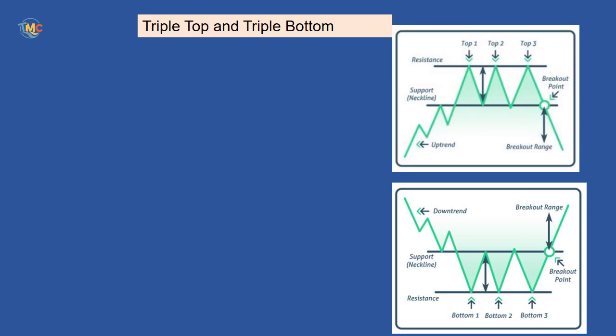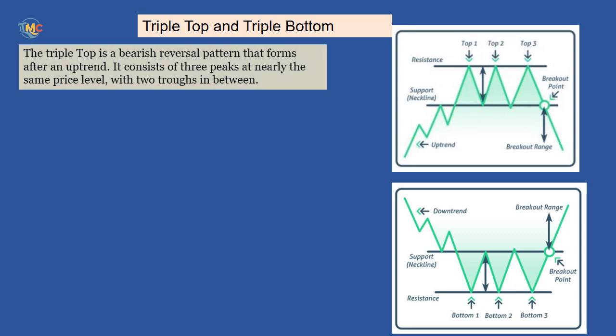Also, there is the triple top and triple bottom pattern. The triple top is a bearish reversal pattern that forms after an uptrend. It consists of 3 peaks at nearly the same price level, with 2 troughs in between. This pattern signals that the uptrend is losing strength, and the price is likely to reverse downward. The breakdown occurs when the price breaks below the support level at the lowest trough.